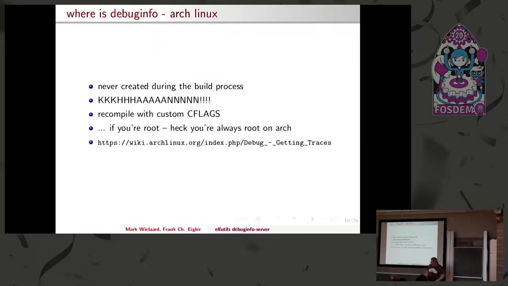And then you have other distributions which don't create any debug information. So what do you do? Well, you rebuild your program with debug, and you hope it's the same program that you debug then.